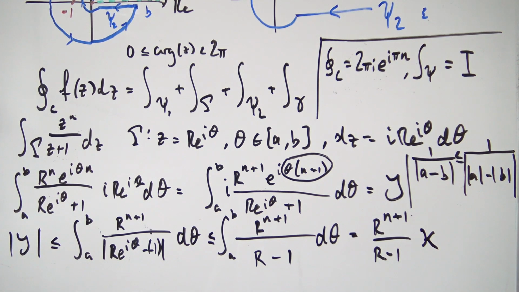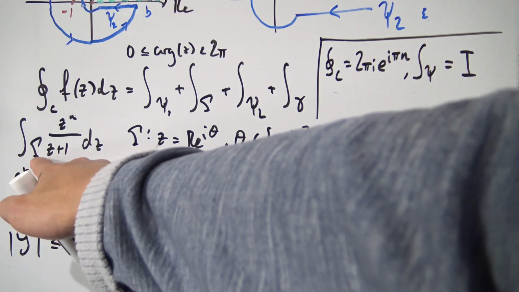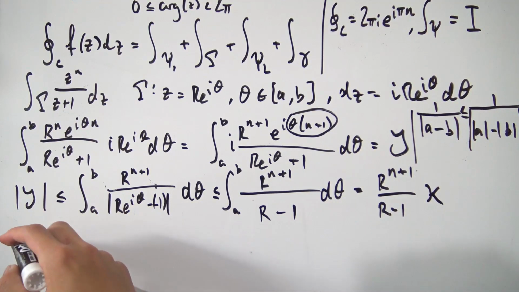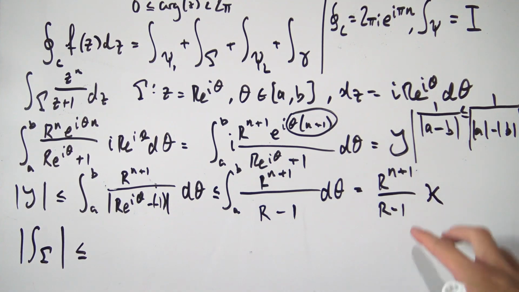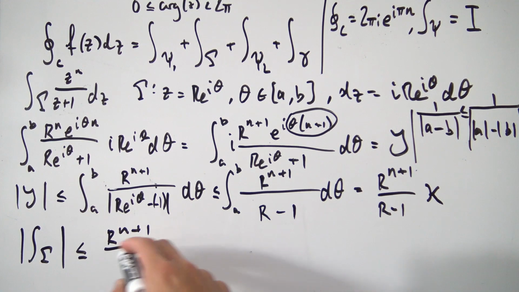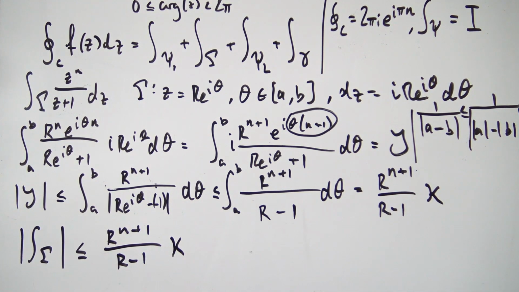All right, so what exactly did we just show right here? If you trace back all of the inequalities, you'll find that we have the absolute value of j being less than or equal to this thing right here. But j is exactly this integral, which is exactly the integral over gamma. So what we can conclude from this is that the absolute value of the integral over gamma is less than or equal to r to the n plus 1 over r minus 1 times some constant kappa.